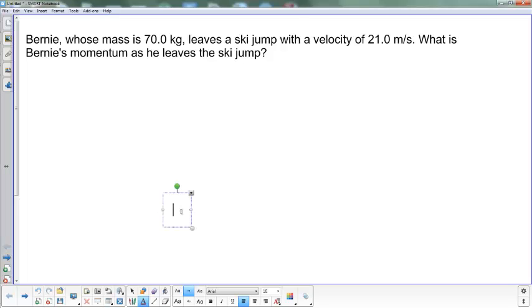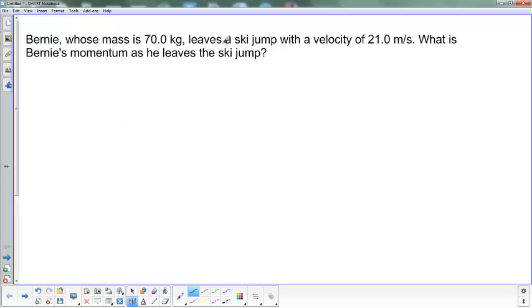Hello everybody. So this is, I guess, your review for Friday's quiz. We're going to try and get it all done as quickly as possible. We're dealing with mainly a couple of equations. One of them is mv, and the other is F times t, and the third is conservation of momentum. So this should be pretty quick.